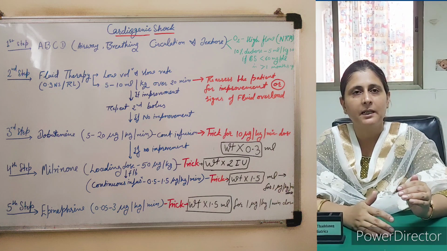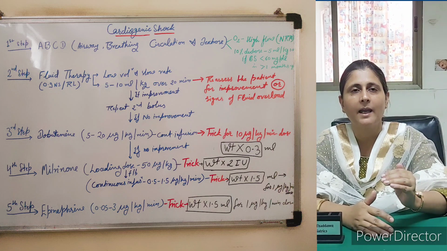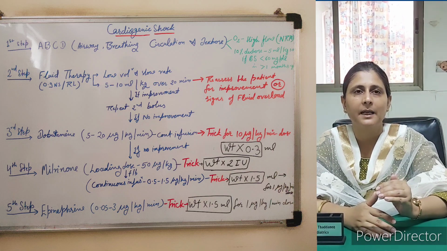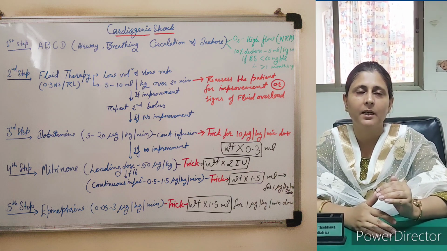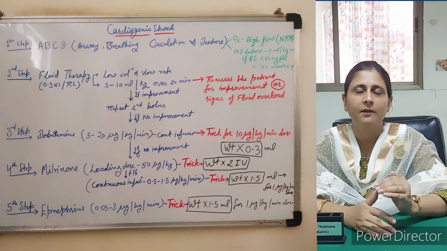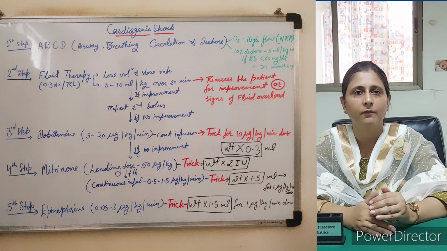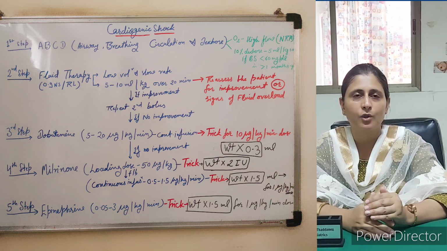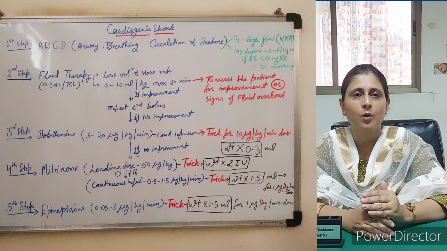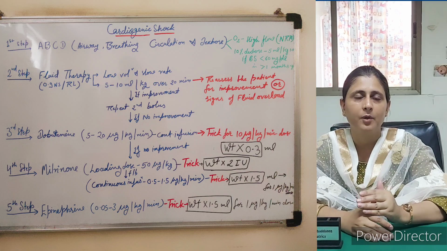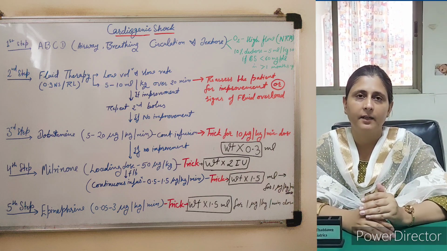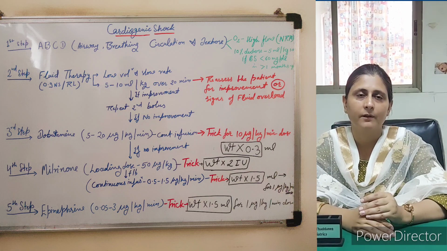First do the ABCD, then slow and low volume of fluid should be given, 5 to 10 ml per kg over a period of 20 minutes. If not responding, then we can add dopamine. If not responding with the maximum dose of dopamine, then milrinone should be added. If not responding to the maximum dose of milrinone, then we can give adrenaline also with the maximum dose of 3 microgram per kilogram per minute.